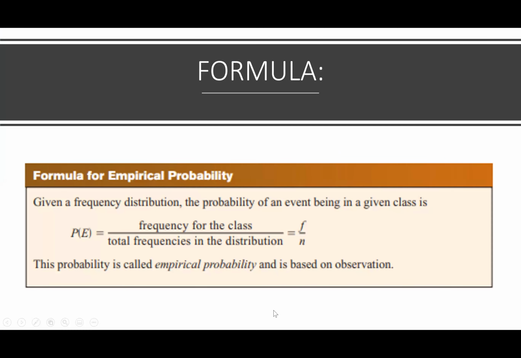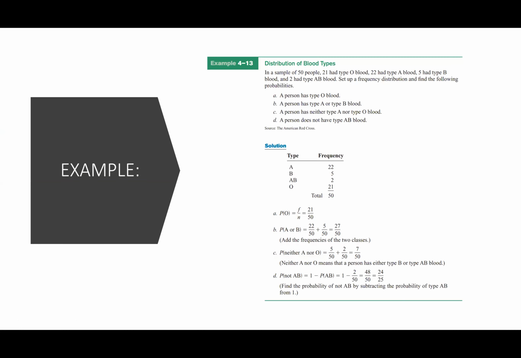The formula for the empirical probability is the frequency of the class divided by the total frequency in the distribution. This probability is called empirical probability, and it is based on observations. It can be explained more by this example, where we see the distribution of blood types. There is a total sample of 50 people. 21 had type O, 22 had type A, 5 had type B, and 2 had type AB blood. Set up the frequency distribution and find the following probabilities: a person has type O, and a person has type A or B.